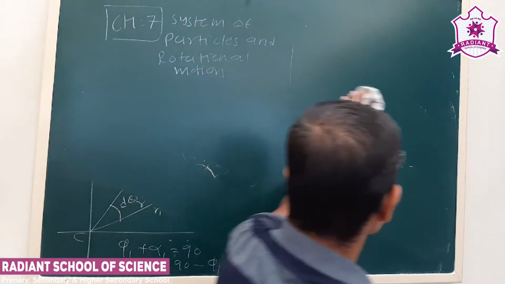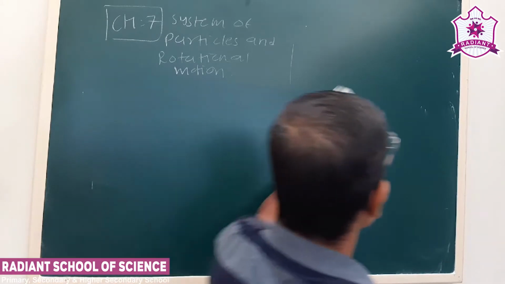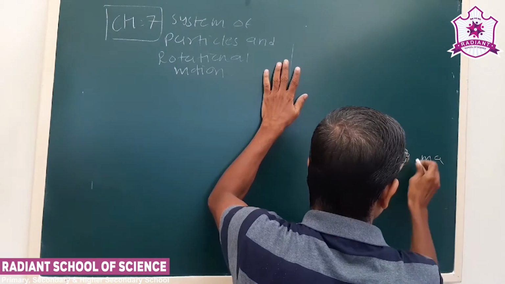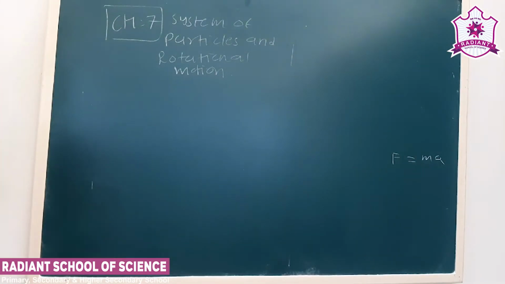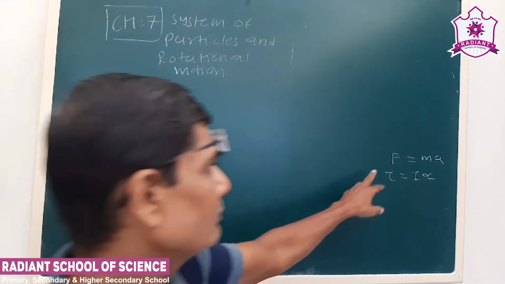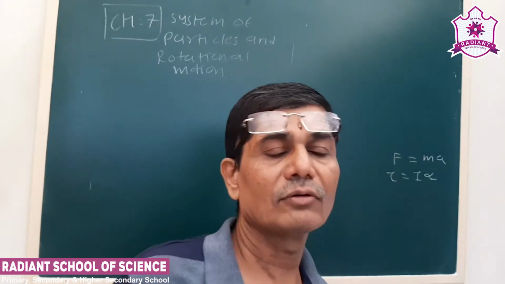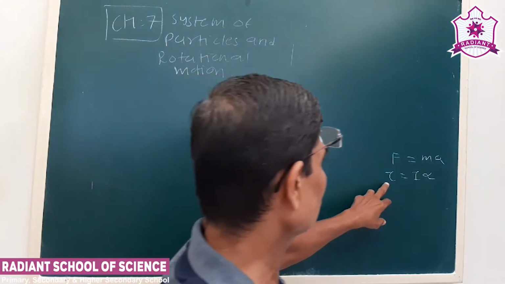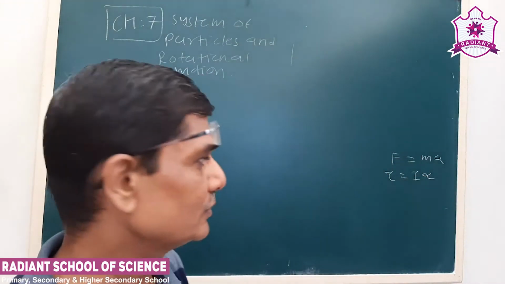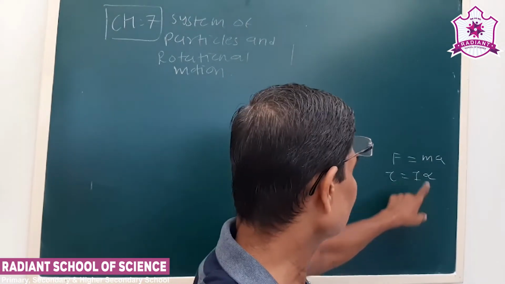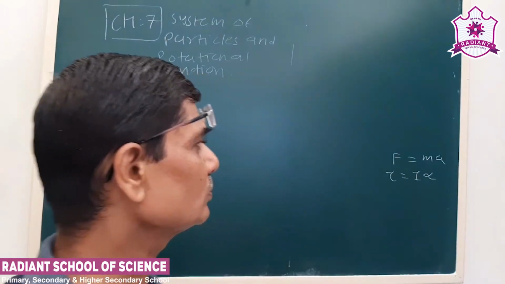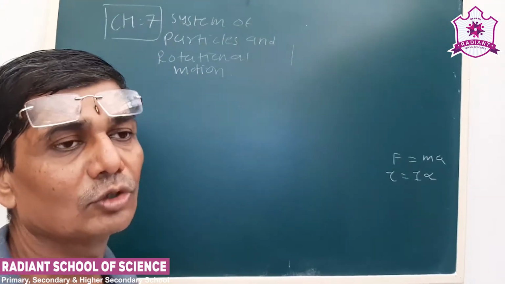Next we have to prove that torque is equal to I alpha. In linear motion we had the equation F is equal to ma. The corresponding equation in rotational motion will be I into alpha. The physical quantity analogous to force is torque, and in place of linear acceleration we have angular acceleration. As we discussed earlier, the moment of inertia corresponds to mass in linear motion.